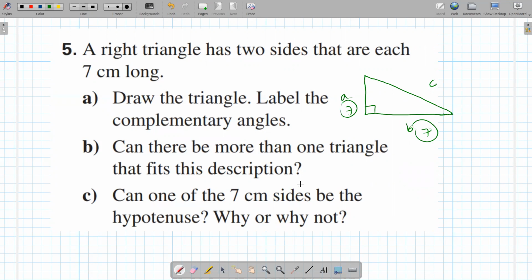Is it A and B? So where are the angles? This and this? Are these two complementary? Yes, they are, because we know this is 90, right? The angles in a triangle always add up to 180. So A plus B, whatever they are, we don't care, will add up to 90. A plus B plus 90 is 180. Subtract 90 on both sides. So this angle plus this angle is 90 degrees. So they are complementary. Can there be more than one triangle that fits this description?